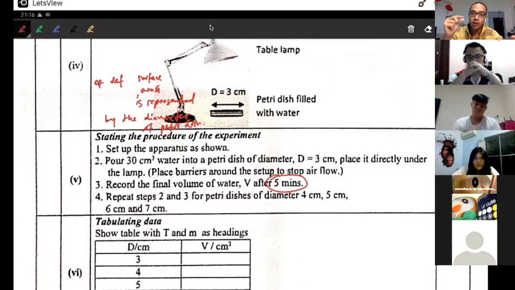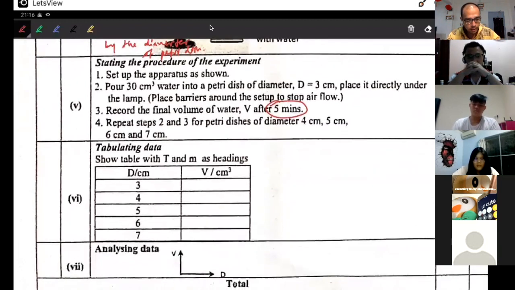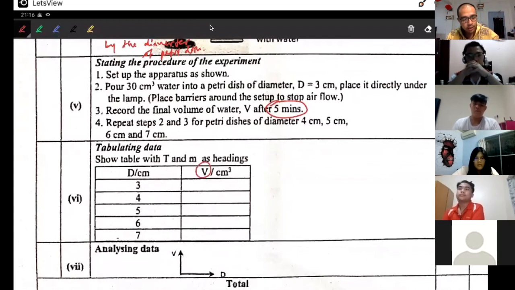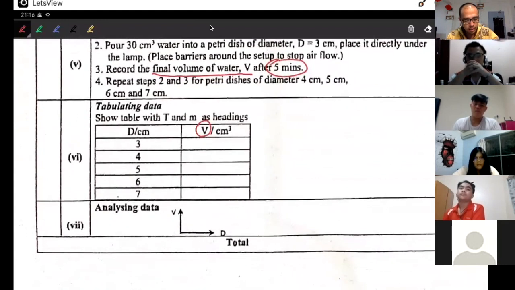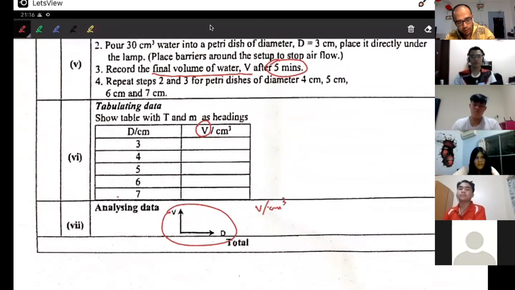You record how much water is left after 5 minutes. So this will be the D. D will be the diameter of the petri dish. V will be the final volume of water after 5 minutes. And once again, this is not acceptable. It has to be V in cm cube against D in cm. Make sure to have the unit.